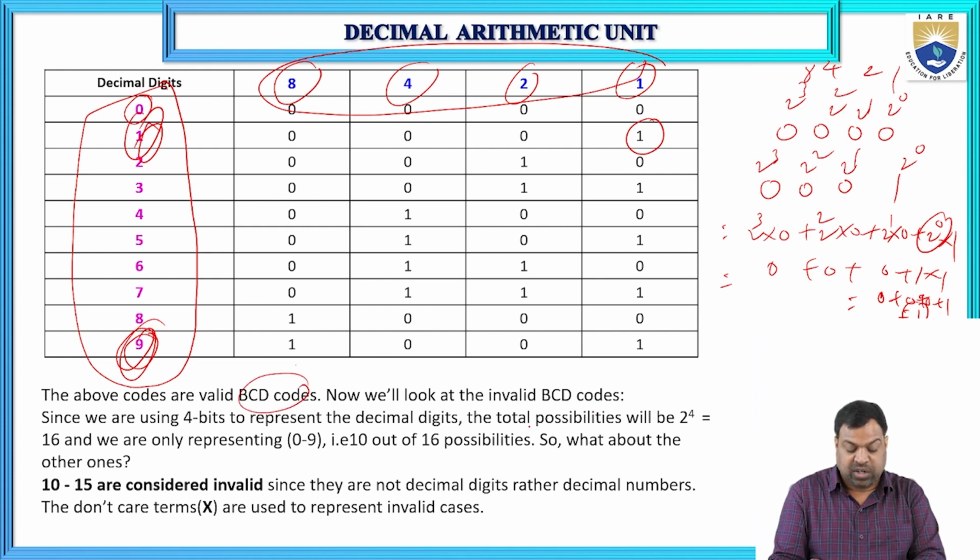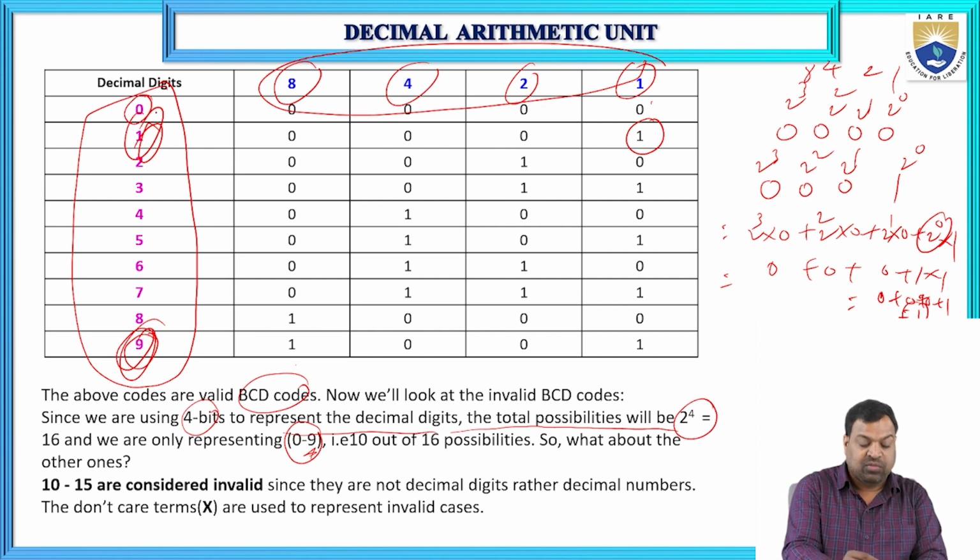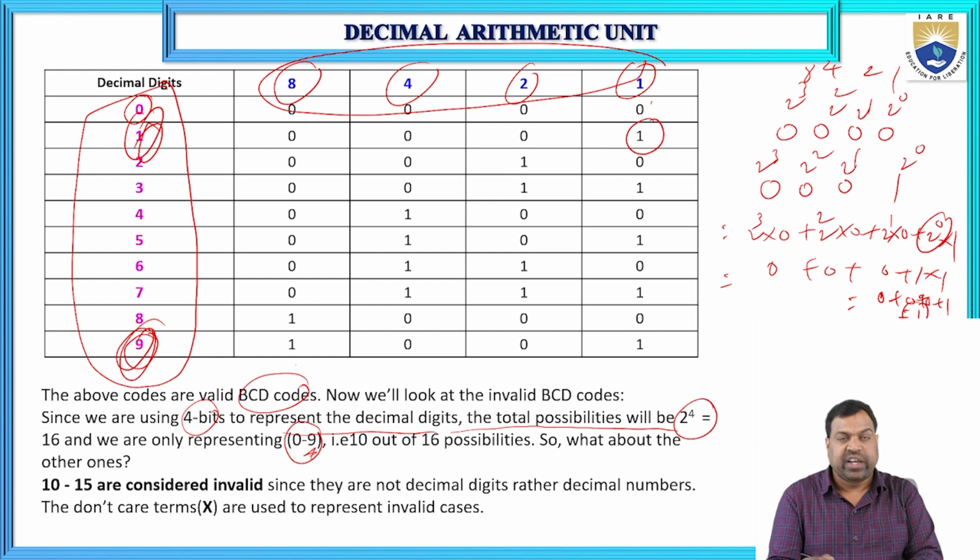Now we look at the invalid BCD codes. Since we are using 4 bits to represent a decimal digit, 2 power 4 equals 16, so there are 16 possibilities. Decimal values are 0 to 9, and 10 to 15 are considered invalid. Why? Because they are beyond 9. Decimal means 0 to 9, so after 9 we are not validating anything.